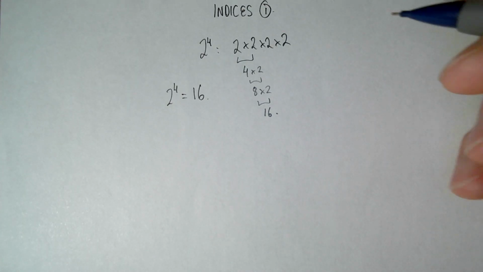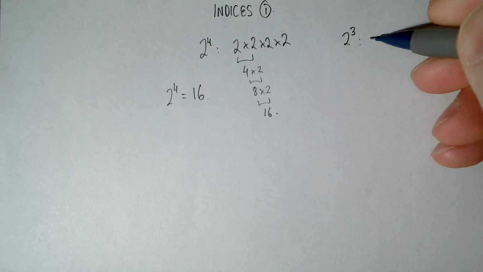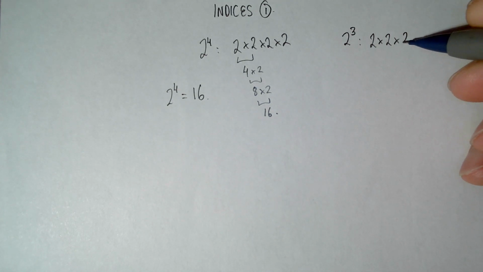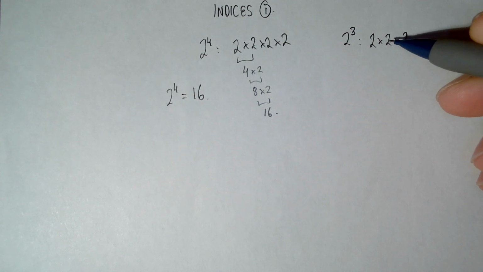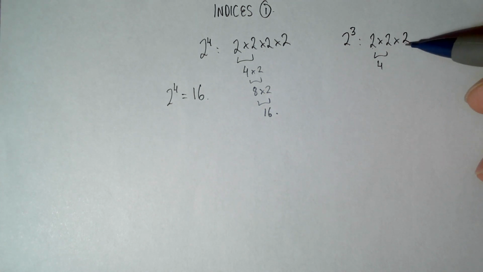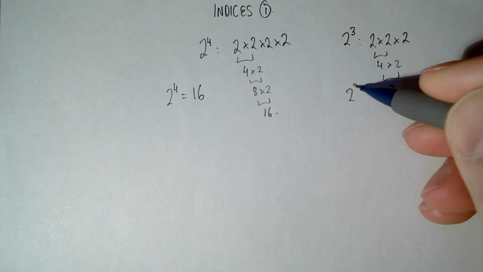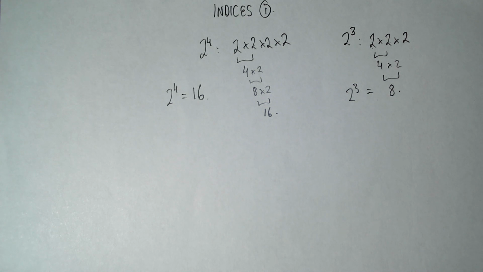So let's look at another example. Let's look at 2 to the power of 3. So in this case, we have 2 times 2 times 2. So we have 1, 2, 3 2s, which is the same as our index. So 2 times 2 is 4, and 2 times 4 is 8. So we can say that 2 to the power of 3 is equal to 8.